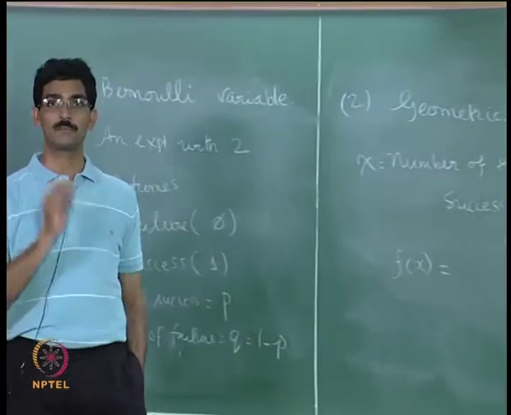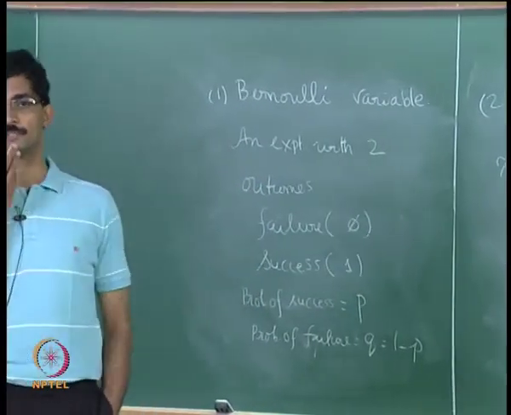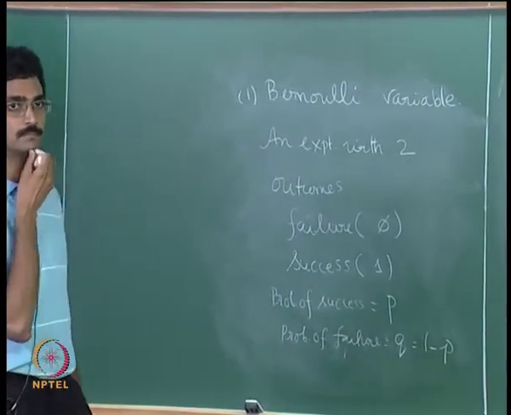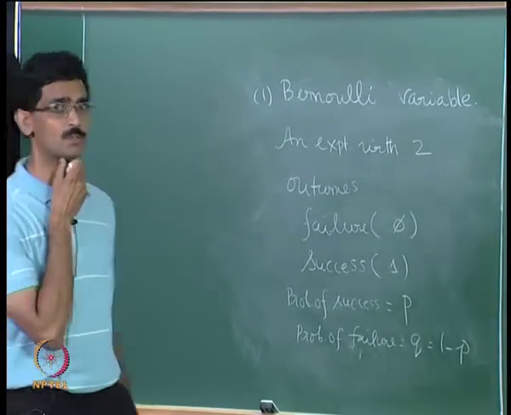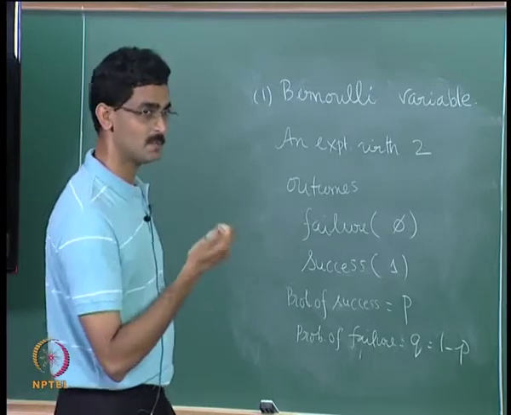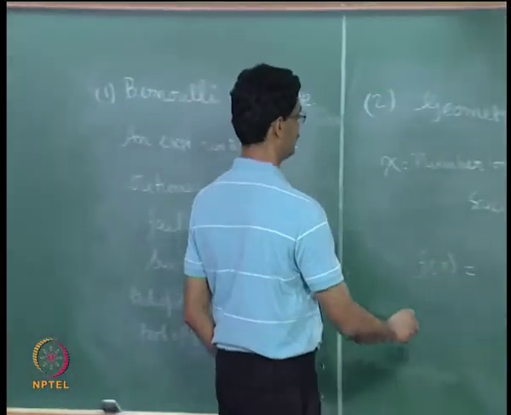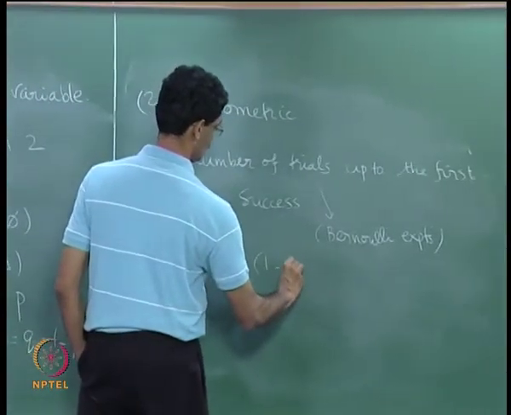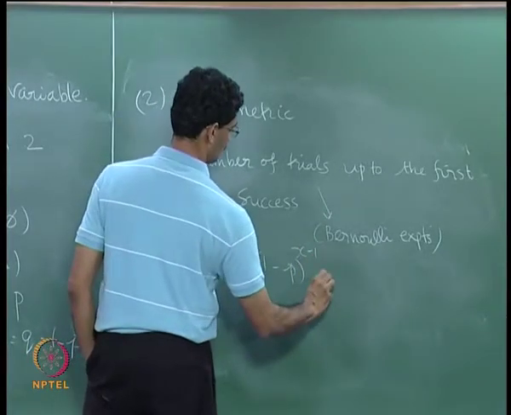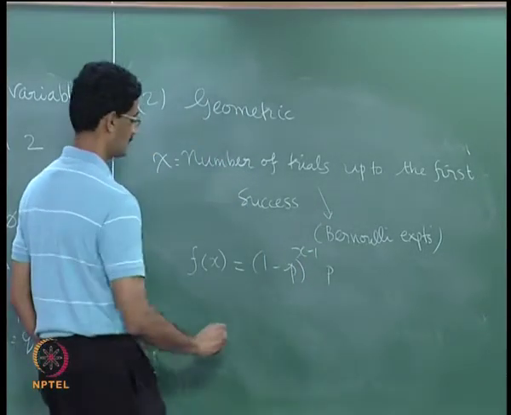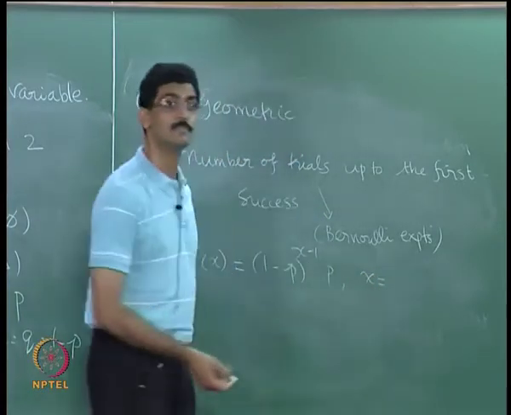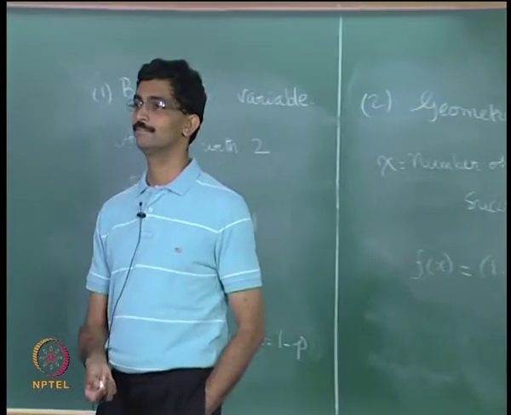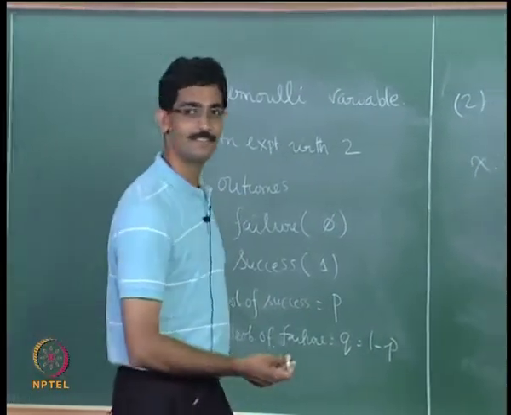So what is the corresponding probability mass function for this? I have x minus 1 failures and finally one success. So therefore this is 1 minus P to the power x minus 1, then finally one success, and x can take values from 1 to infinity. I need at least one.